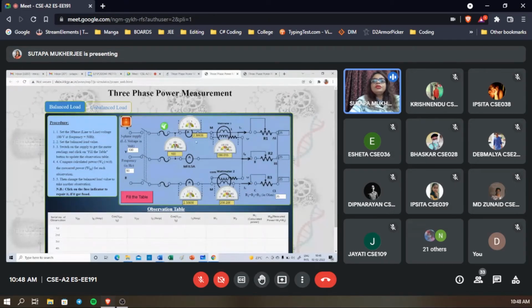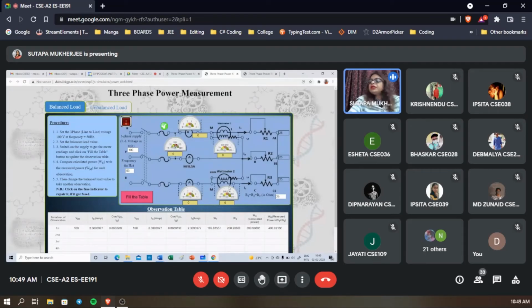So put the value of voltage and value of current and cos phi that is equal to 1. Then you will check it. If we fill the table, then it will come automatically. All the values. And you have to check whatever you have calculated here: W1 is equal to VLIL cos of 30 plus phi, as you have already seen, and W2 will be equal to VLIL cos of 30 minus phi. And phi is here 0.